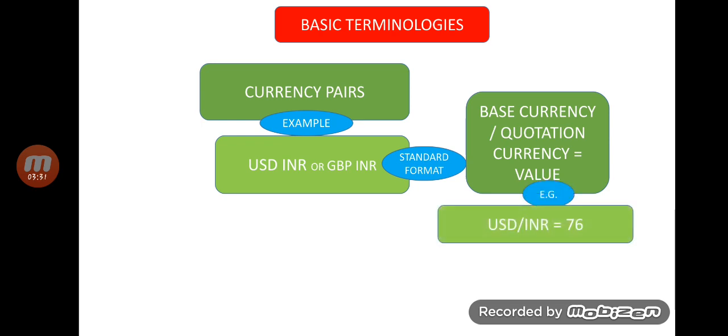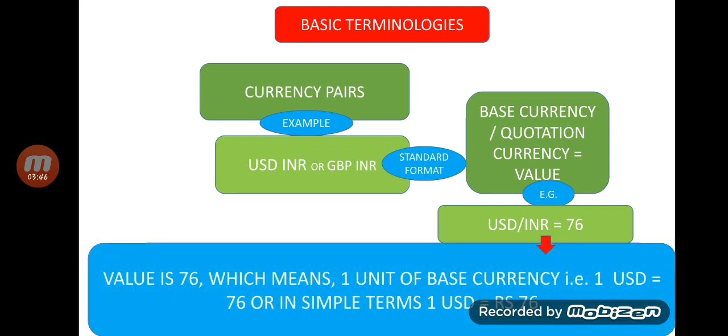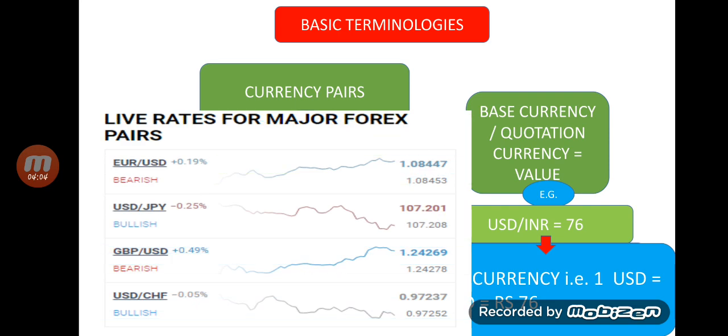Let us not complicate it. USD slash INR equal to 76 simply means that the base currency is always fixed to 1. So 1 USD is equal to 76 INR. I hope you understood what currency pairs are. In the foreign exchange market, buying and selling of currency pairs is a very common terminology. Let us move on to the next slide.